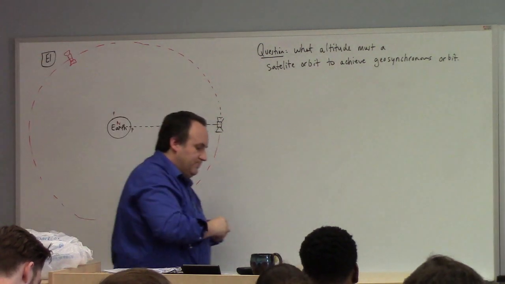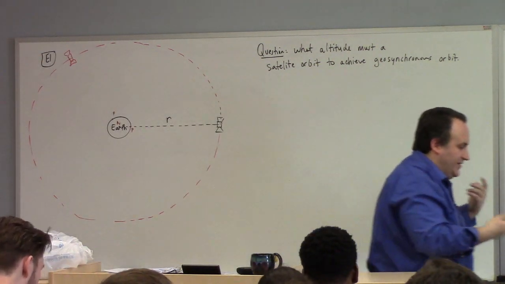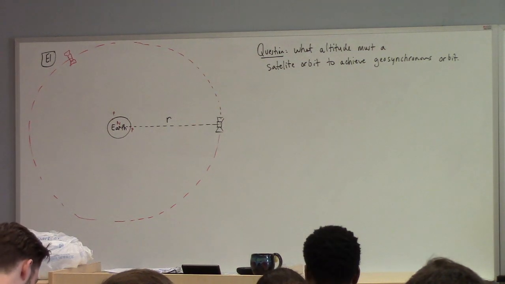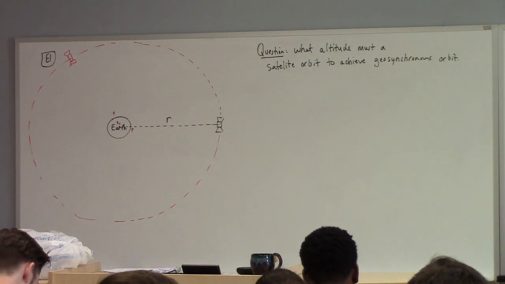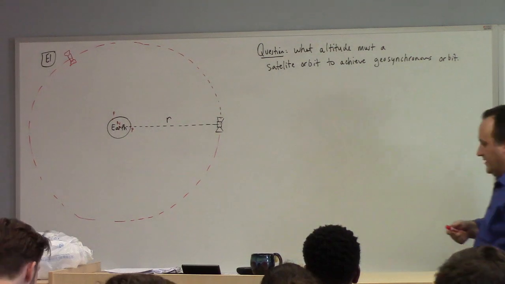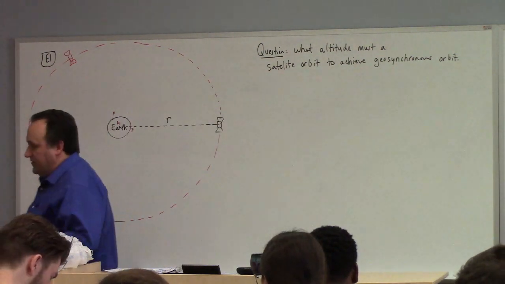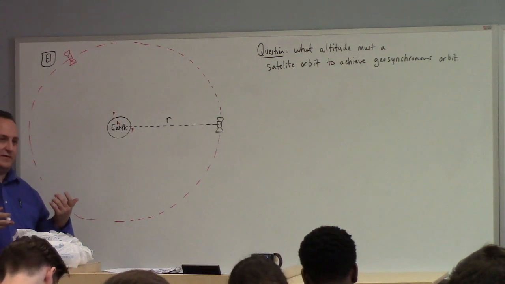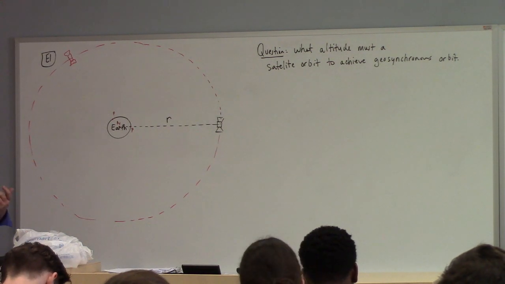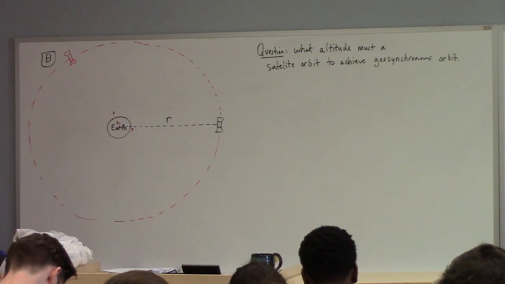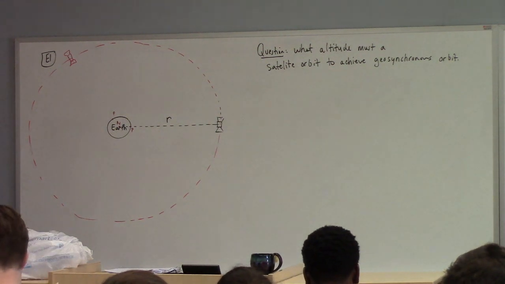So the question then is, how do you achieve geosynchronous orbit? What makes the satellite go in geosynchronous orbit? We are ignoring gravity from the moon, from other satellites, and from the sun. The only gravity we're caring about is Earth's gravity. What would it look like if it wasn't geosynchronous? Would the R not be constant?